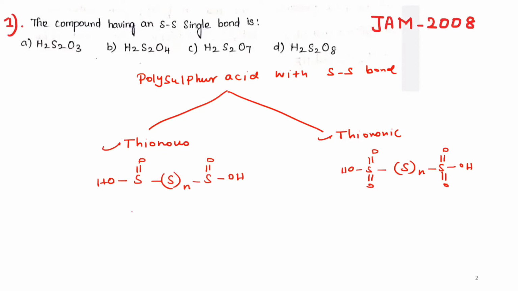Now see, in case of thionous, how many oxygen atoms? 1, 2, 3, 4. The number of oxygen should be 4. That is called thionous. The number of oxygen should be 1, 2, 3, 6, the number of oxygen equal to 6. That is called thionic. Now see the option containing only 4 and 6 oxygen. This one has only 3, therefore the answer is not that. 7 oxygen is not possible and 8 oxygen is not. The answer is H2S2O4. Therefore this compound contains the sulfur-sulfur single bond. Understand? Go for the next question.